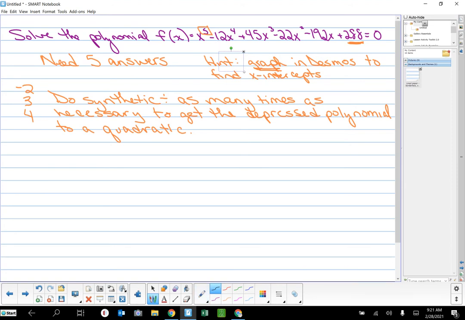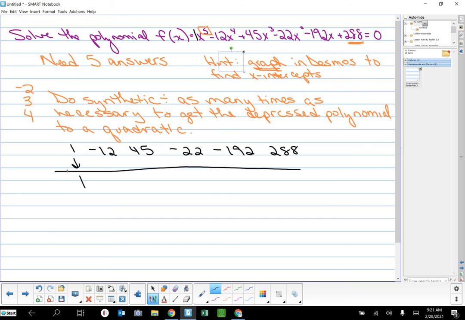We're going to do the first one. We have a 1 here, so we're going to go 1, negative 12, 45, negative 22, negative 192, and 288. Leave a line, draw a line, drop the first number, and I'm going to put this negative 2 into the first one. And so when we do this, we get a negative 2, negative 14, positive 28. This gives me a 73.